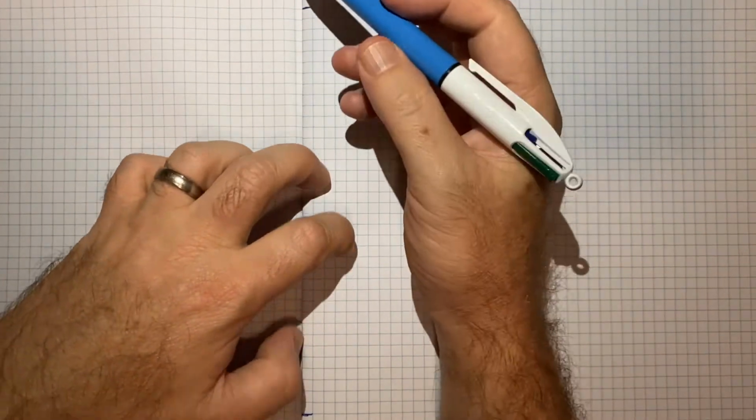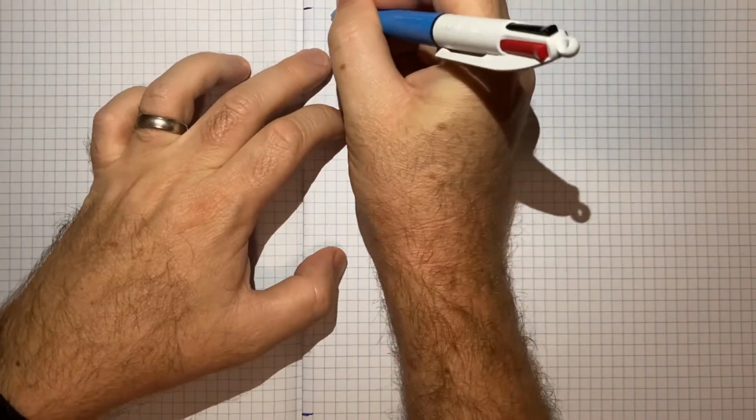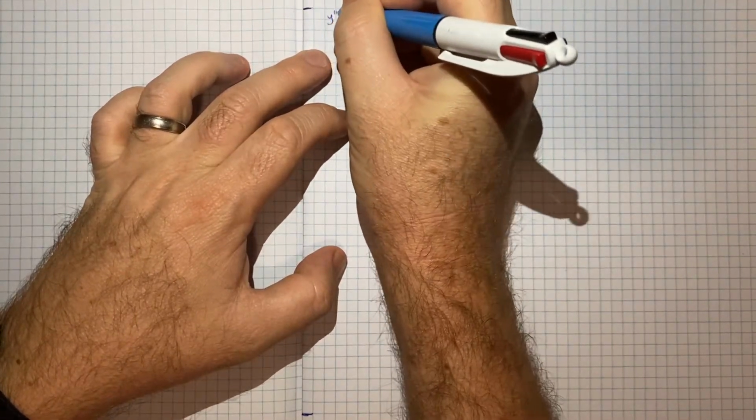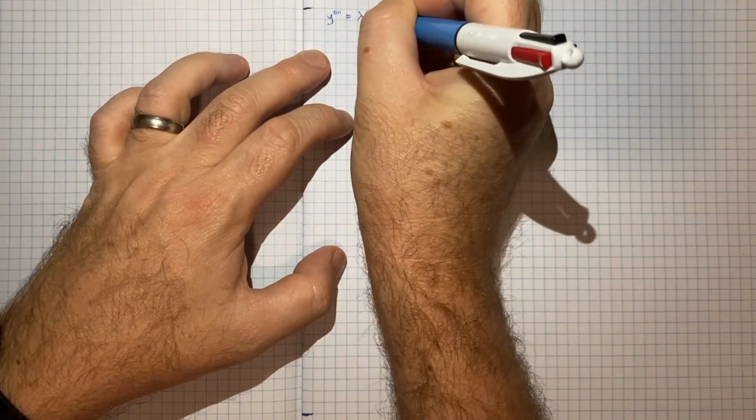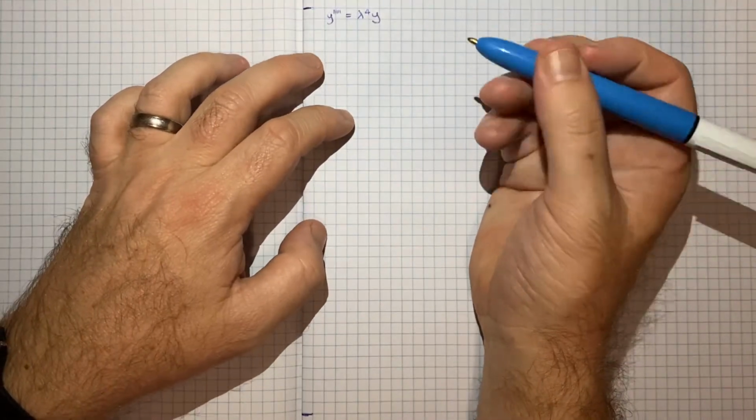Alright, so let's just start by writing out this differential equation. y'''' is equal to λ to the power of 4 times y. That's what we're dealing with.